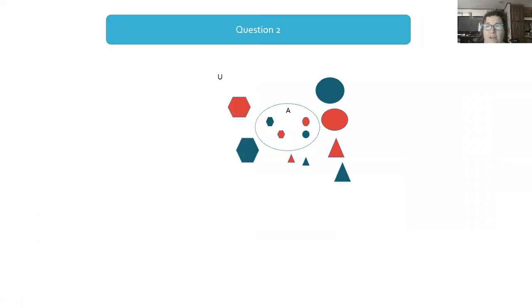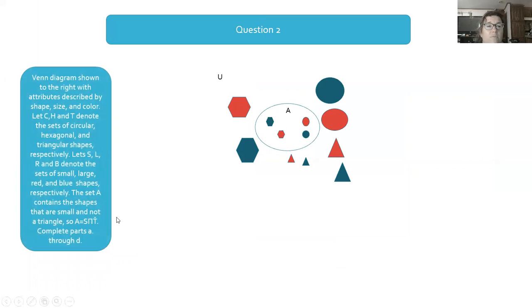Just missed that, sorry. Okay, question 2. Venn diagram shown to the right with the attributes described by the shapes, sizes, and colors. Let big C, H, and T denote the sets of circular, hexagonal, and triangular shapes, respectively. Let S, L, R, and B denote the sets of small, large, red, and blue shapes, respectively. The set A contains the shapes that are small and not a triangle. So A equals S intersect T complement. Complete parts A through D.